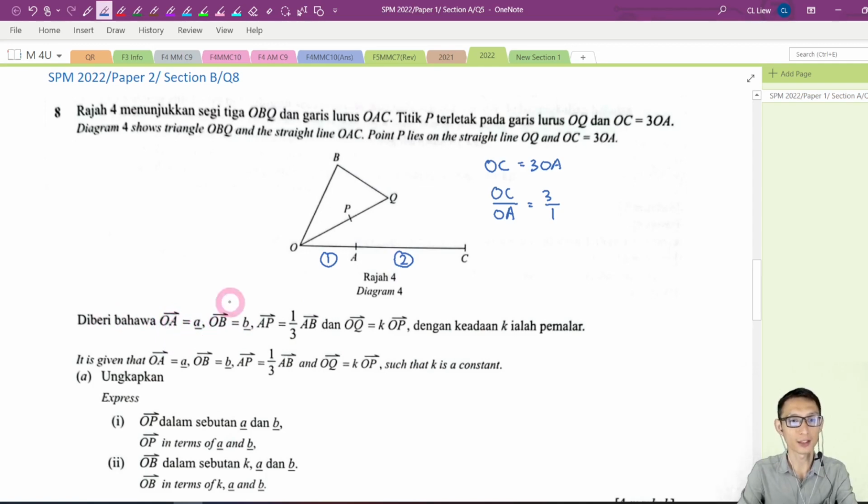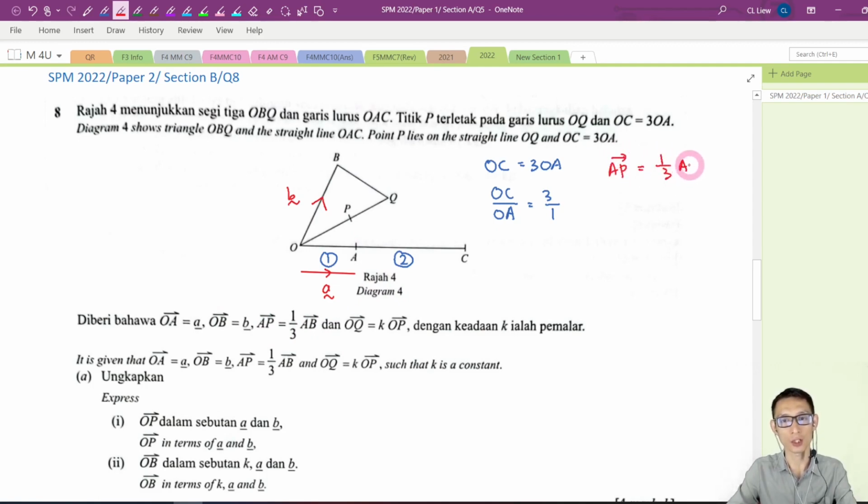Okay, now let's go down here and look at what is the information given here. OA is a. Okay, let me draw it over here. This is OA, which is a, and OB, this is b, and AP equal to 1 over 3 of AB. So this means that AP divided by AB, you will get 1 over 3.